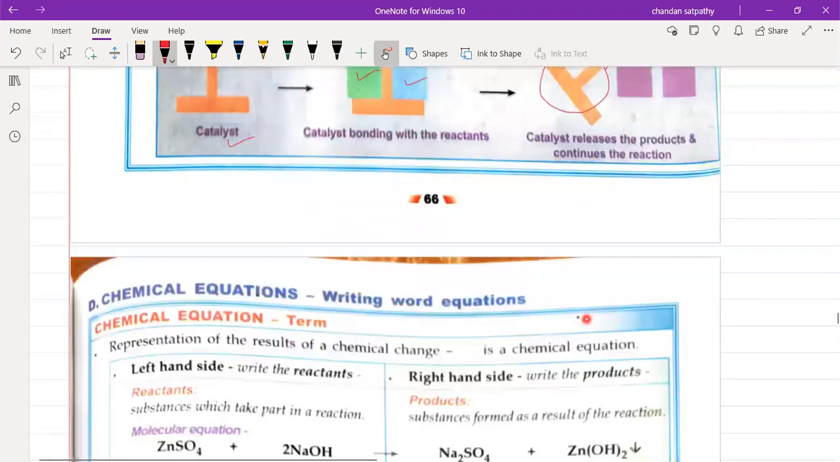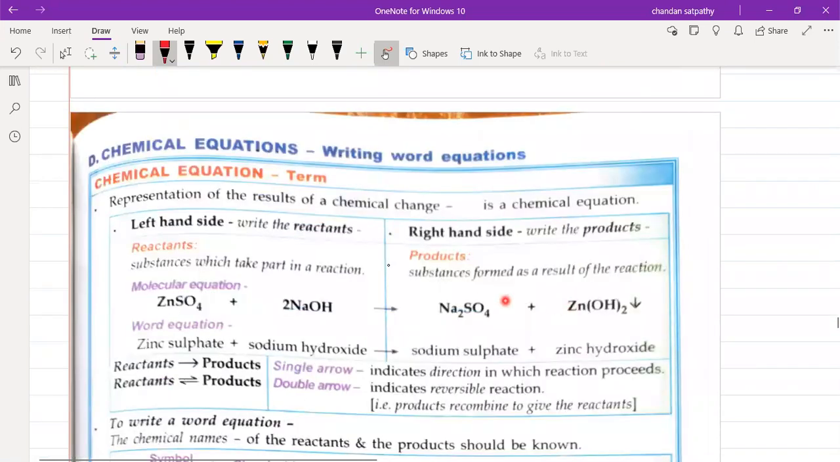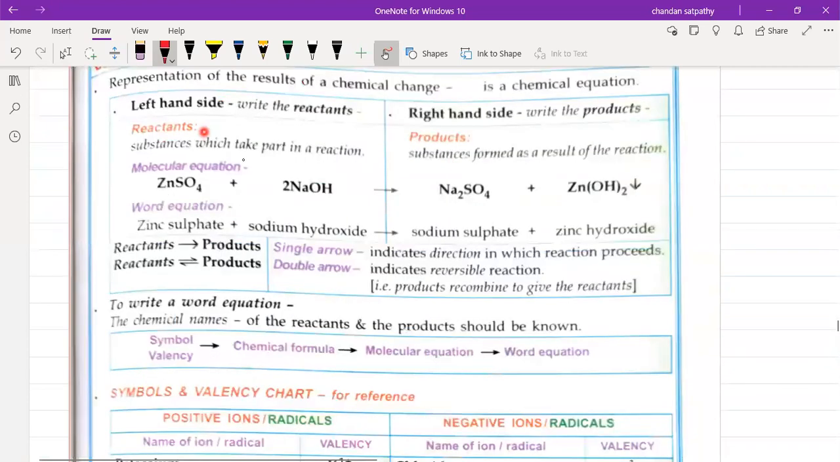So now we will see what is a chemical equation. So what is a chemical equation? It is a representation of the results of a chemical change. A chemical equation is a short form of a chemical change. To remember, in a chemical equation, there are two sides: one will be the reactant side, one will be the product side.